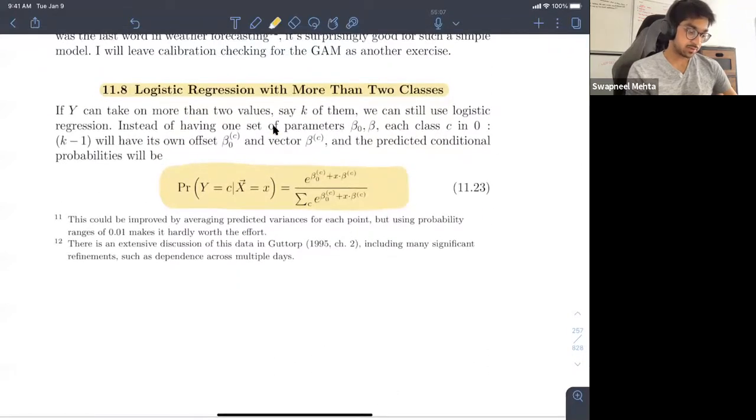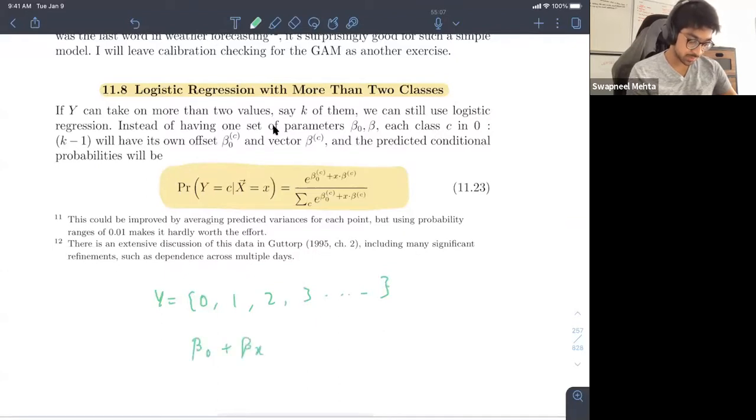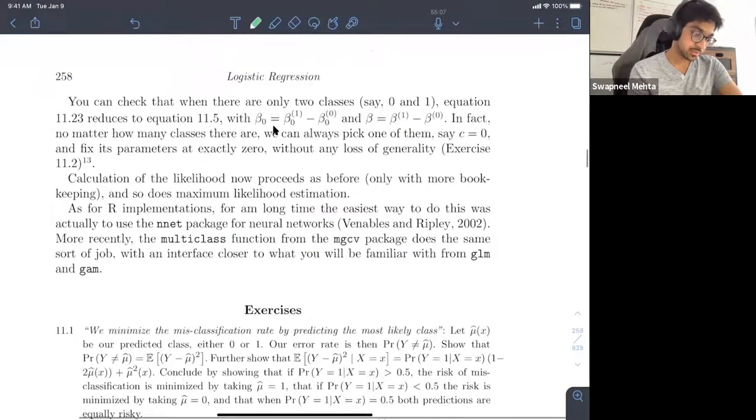And the last part of the chapter is where he says we've just taken y in 0 and 1, but this could potentially be 0, 1, 2, 3, and so on. All that changes is that instead of beta naught plus beta x, now we have this index c, where this is a per class offset and vector. So yeah, that's it for the chapter.